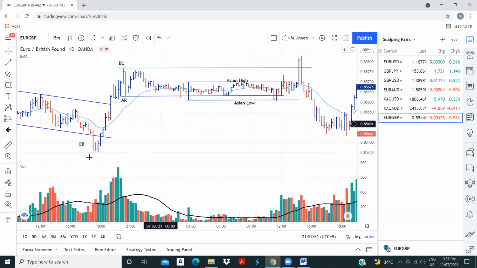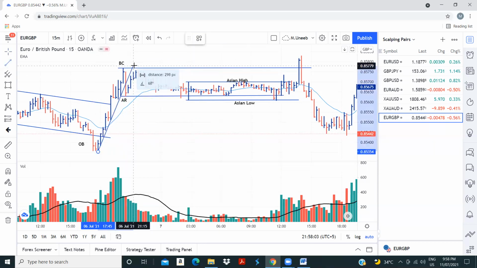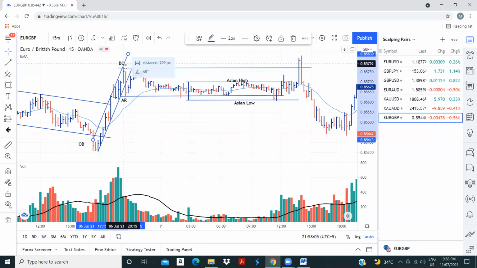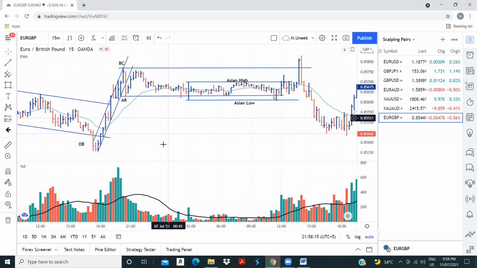Uptrend channel. You cannot draw an uptrend channel over here. That's a problem. It's a very straight push here. You cannot draw a trend channel like this. If you draw like this, it would be somewhere like this. These 2 points joining, right? Between these 2 points. So you can identify.